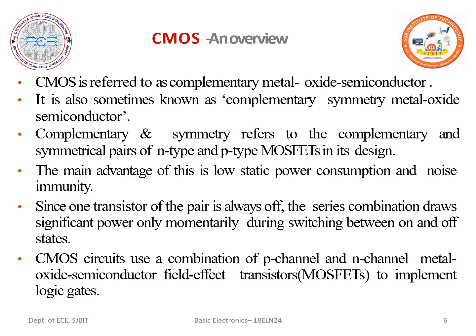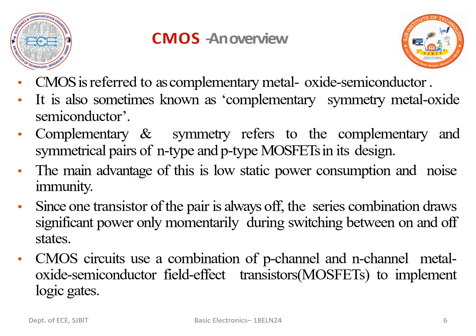So what is a CMOS? Let us have an overview of what a CMOS is and what it actually does. The CMOS is referred to as a complementary metal oxide semiconductor. It is also sometimes known as complementary symmetry metal oxide semiconductor. Complementary and symmetry refer to the complementary and symmetrical pairs of N-type and P-type MOSFETs in its design. The main advantages are low static power consumption and noise immunity. Since one transistor of the pair is always off, the series combination draws significant power only momentarily during switching between on and off states.